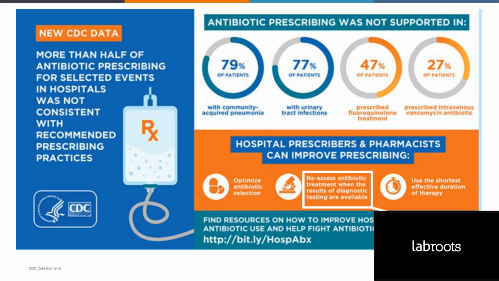Here, the data from CDC is shown stating that more than half of the antibiotic prescribing for selected events in the hospital was not consistent with recommended prescribing practices. And prescribing can be improved through optimizing antibiotic selection, using the shortest effective duration of therapy, and reassessing antibiotic treatment when diagnostic testing results are available. The sooner the diagnostic test result is available, the sooner targeted therapy can be started, which can improve hospital antibiotic usage and help fight antibiotic resistance, as per CDC.